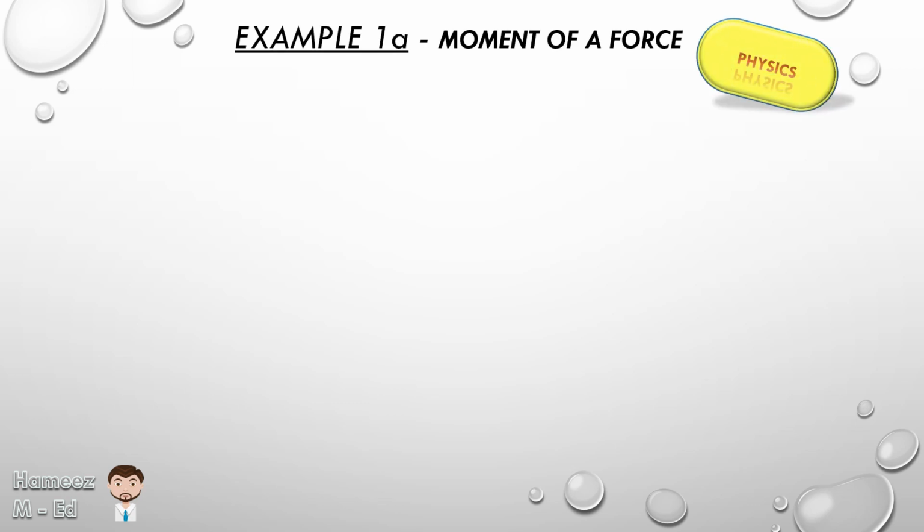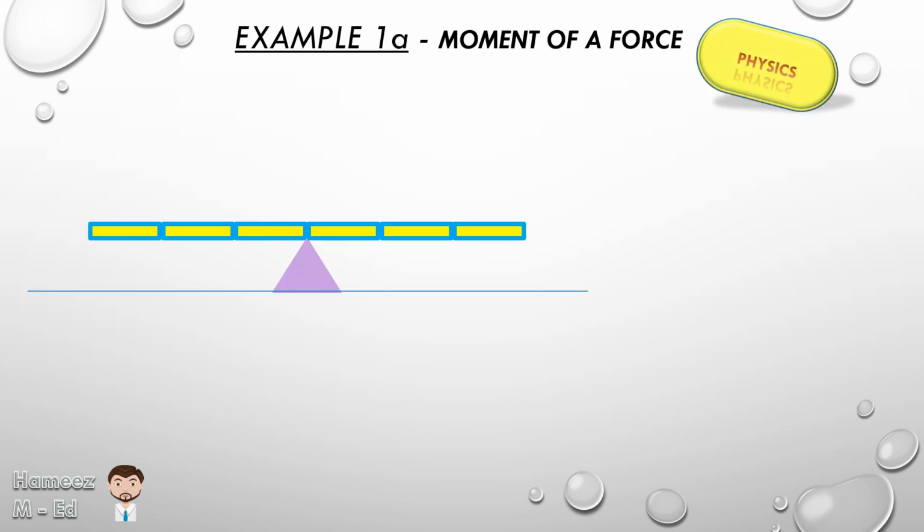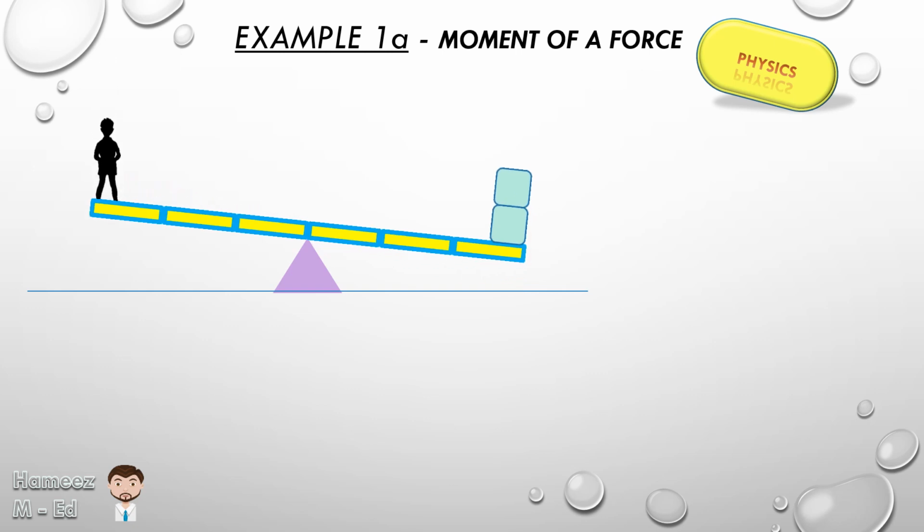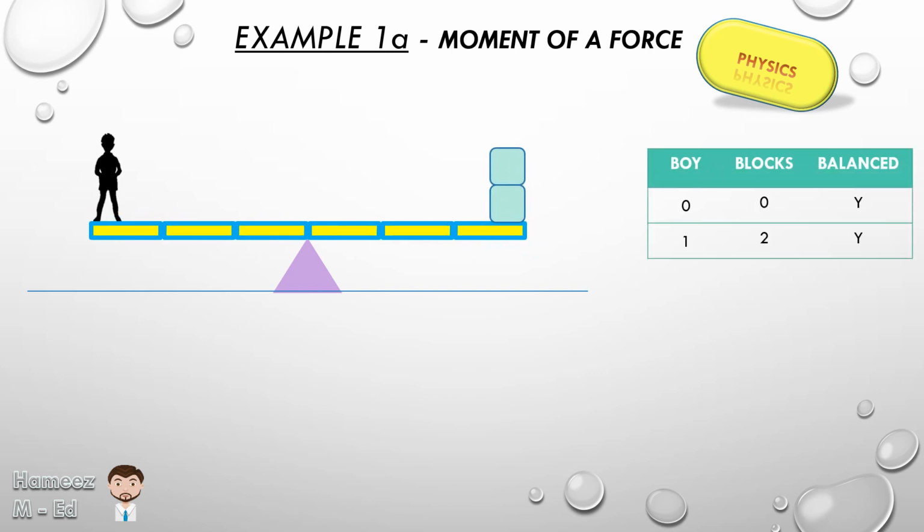We will now look at a directly proportional example with a seesaw and boys and blocks. At present, there is nothing on the seesaw, so the seesaw is balanced. Now that we add two blocks on the right hand side, the seesaw will go downwards in a clockwise direction until it hits the ground. In order to balance it, we will now add a boy on the left hand side. As you can see, it comes back up and it is now balanced.